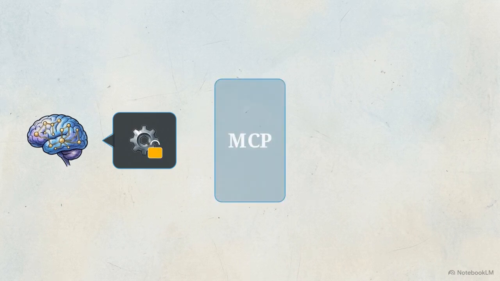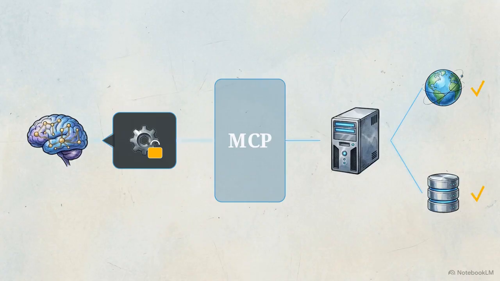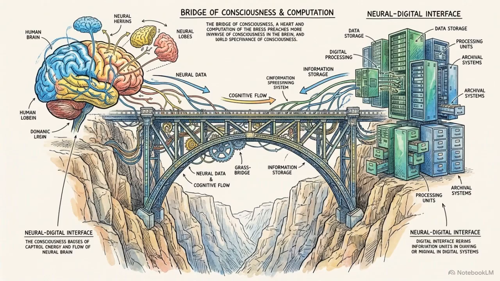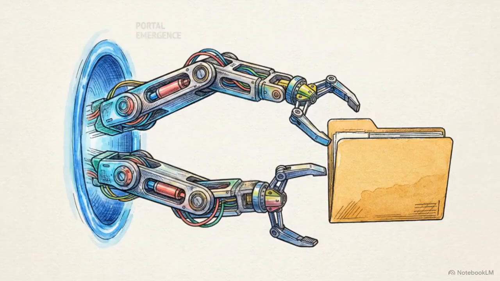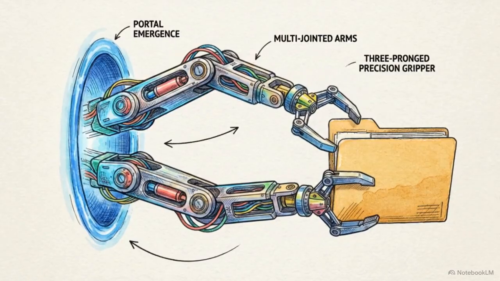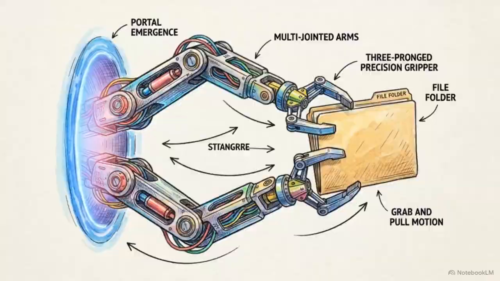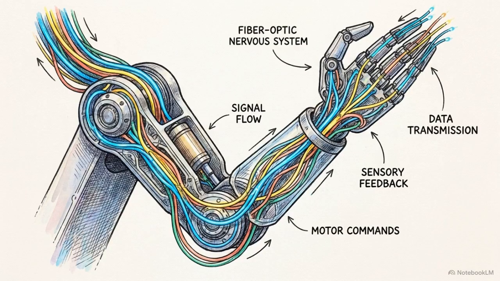That request is answered by the server. Think of this as a small helper program that stands up and says, I have a tool for searching the web, and I have a tool for reading your database. This bridge is what finally breaks the wall between chatting and doing. It gives the AI a pair of hands so it can safely reach out, pull in real-world data, and actually execute actions.